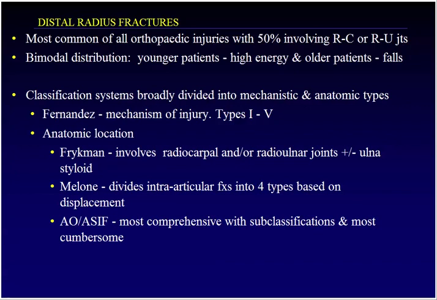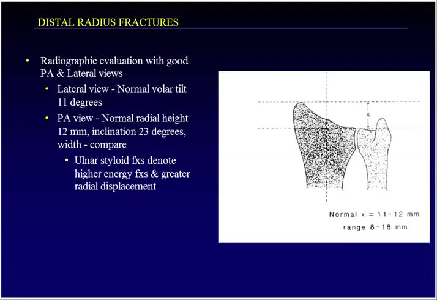The Fernandez classification scheme is based on the mechanism of injury. The Frykman classification scheme involves whether there's radiocarpal and/or radioulnar joint involvement. The Melone classification scheme divides the intra-articular fractures into 4 types. And then, of course, there's the very comprehensive yet cumbersome AO classification system for these fractures. The radiographic evaluation of the distal radius should consist of good PA and lateral views.